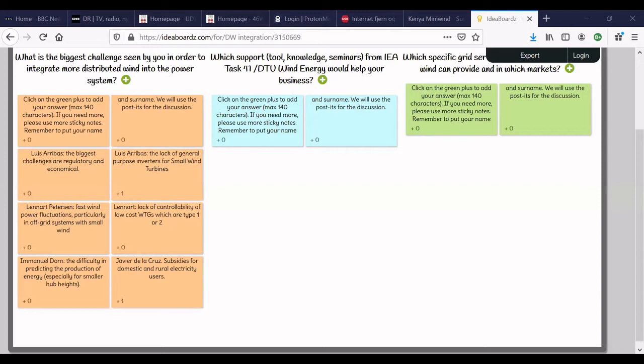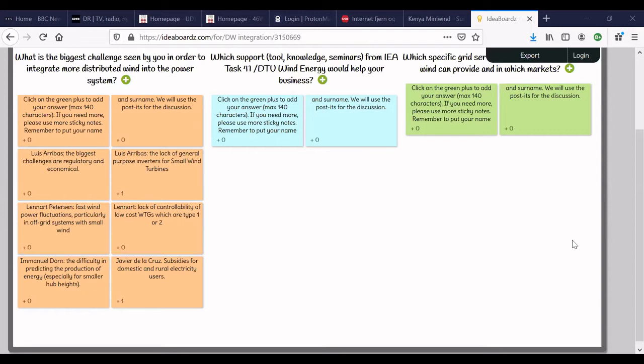Please do that. And then maybe the others of you who have been in the room and have been listening to the conversations here, maybe you could consider looking at the challenges that we've been talking about, and what sort of tool or knowledge might help with this. I can see the comment by Emmanuel, who made the comment and then left, where he says that the difficulty is in predicting the production of energy, especially for smaller hub heights.